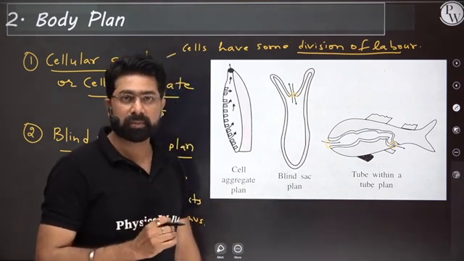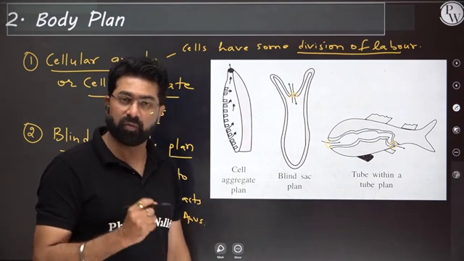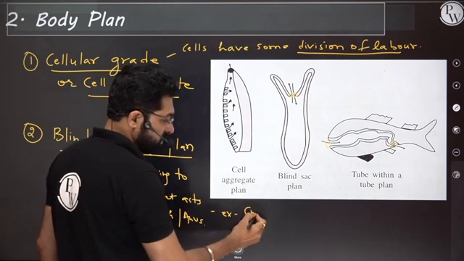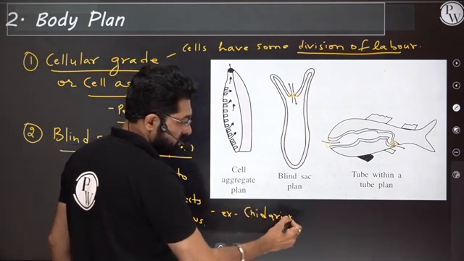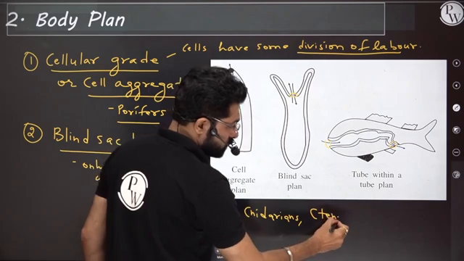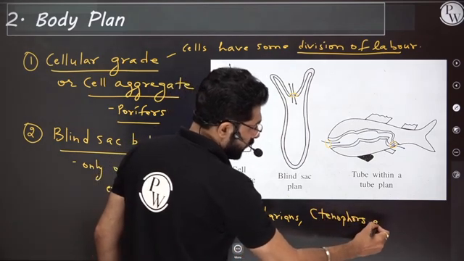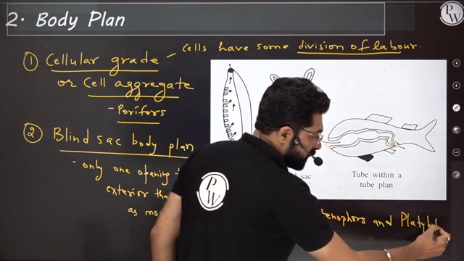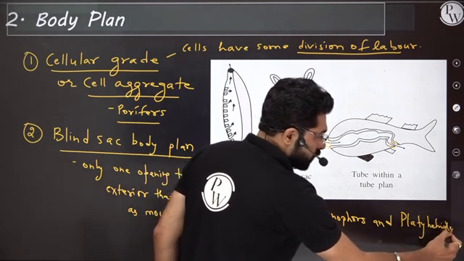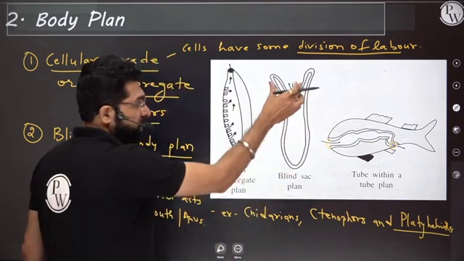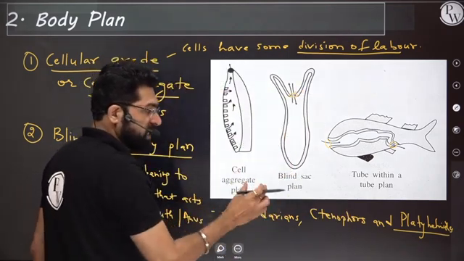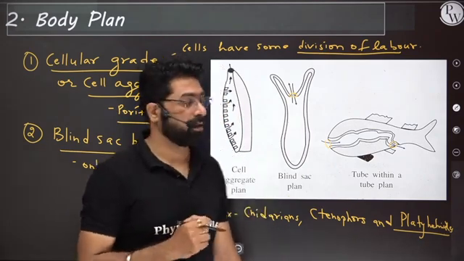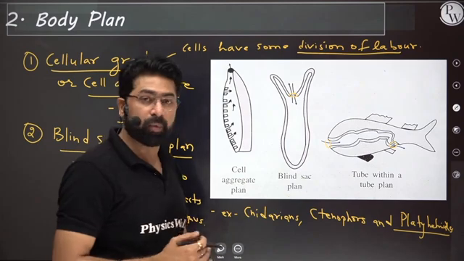Now a question comes, in which phylum will you find blind sac body plan? So examples are Cnidarians, Ctenophores and Platyhelminthes. Please write down Platyhelminthes because many students do forget about Platyhelminthes. So Platyhelminthes also have blind sac body plan. Please remember.